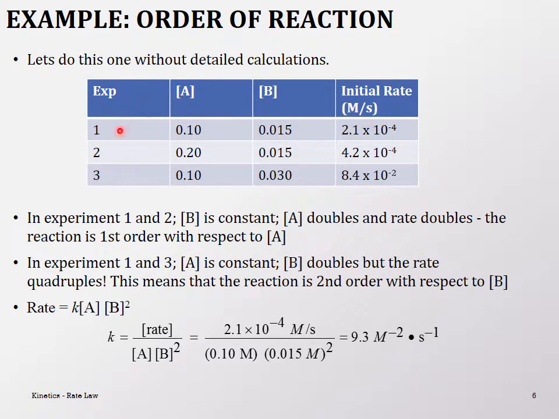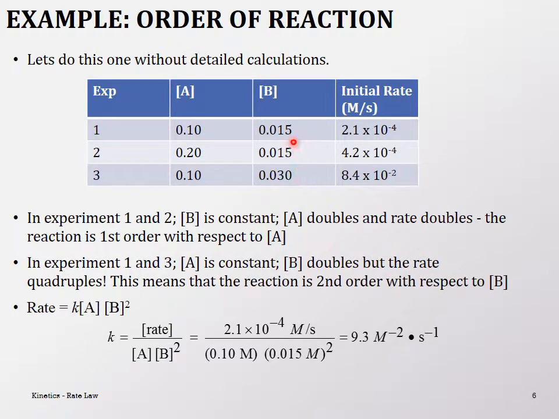So in experiments 1 and 3, A is constant and you're doubling B. And so what happens to the rate here? The rate here is now 8.4 divided by 2.1, that is going to give us 4. Which means that you have a quadruple rate of reaction going on over here. So the reaction is going to be second order with respect to B.